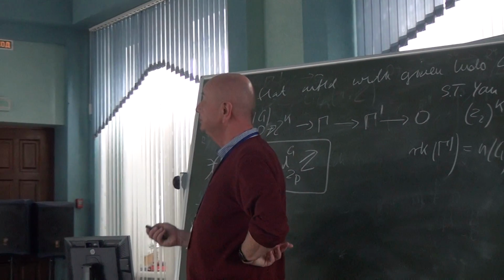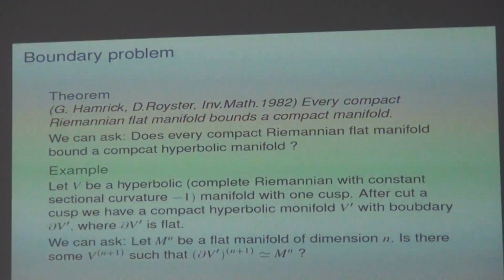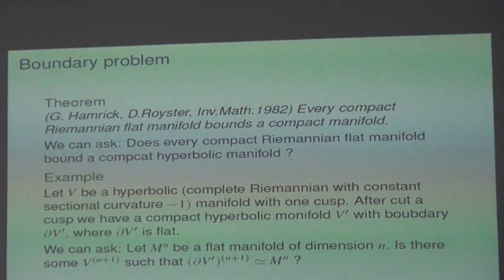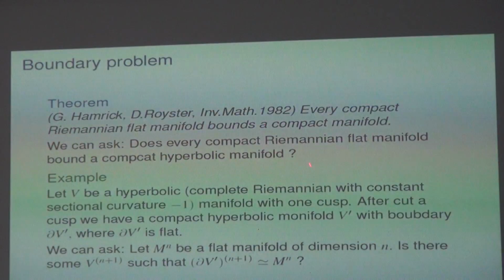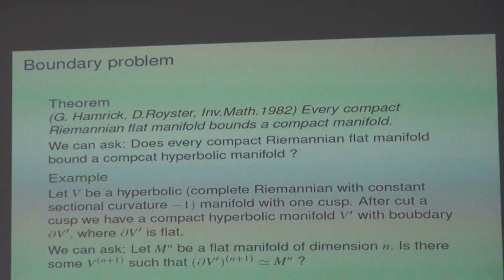So the next step in my talk is a very, very difficult problem, the boundary problem. Everyone knows it was proved in 1982 that every compact Riemannian flat manifold bounds a compact manifold. That means that... and it was later proved by Hamilton and Reuter in 82. So, and then consider an example.